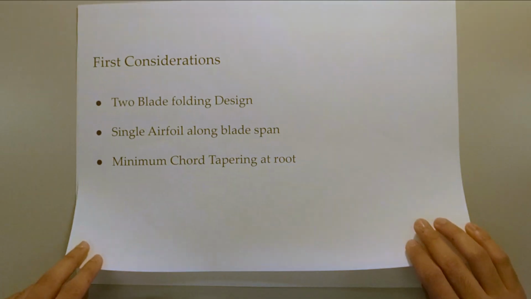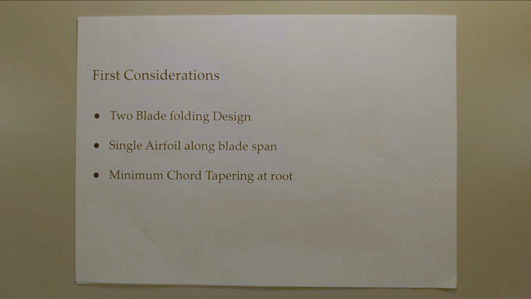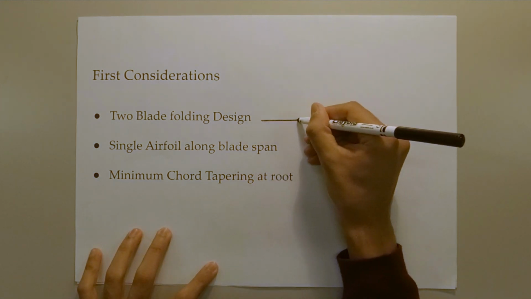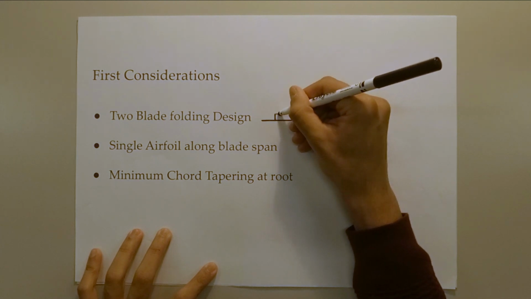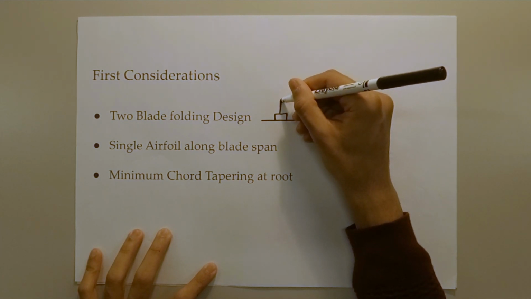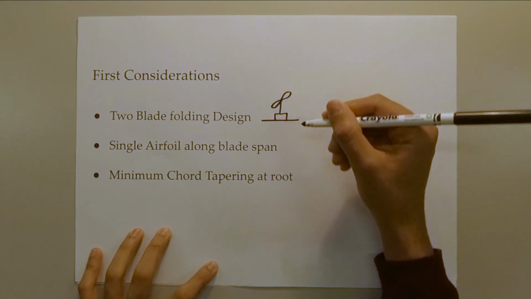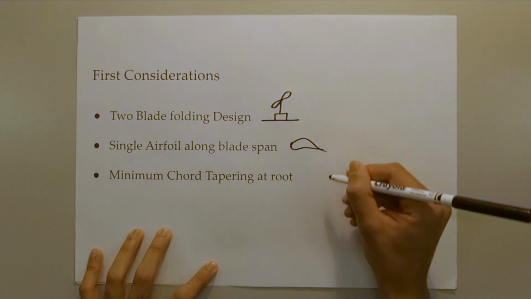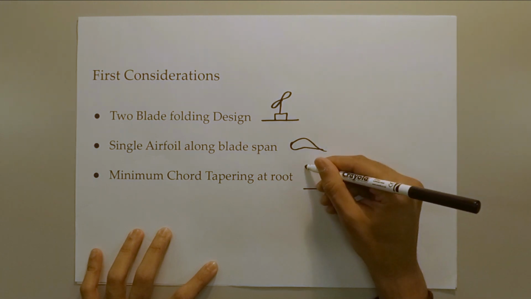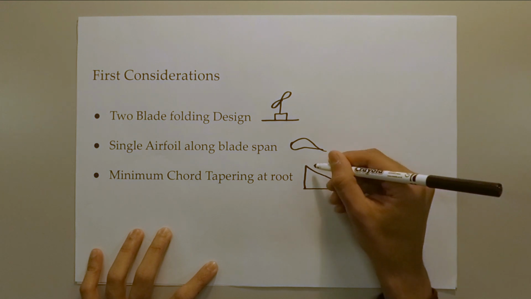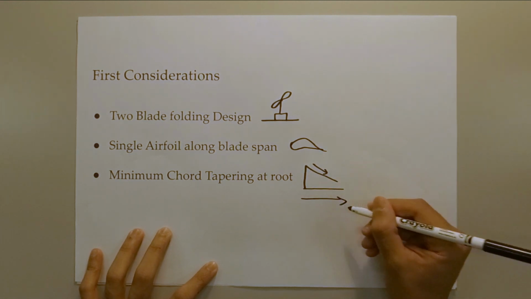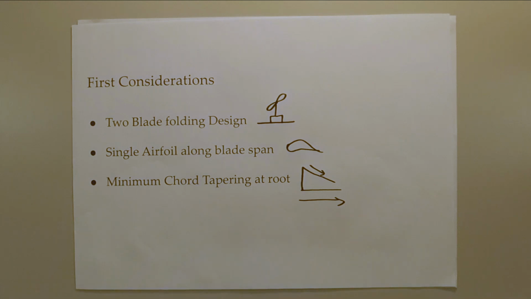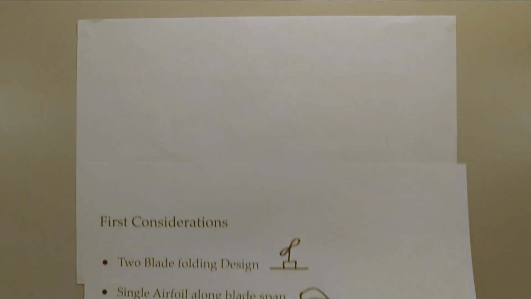Our first consideration was to go with the two-blade design, which folded thanks to a hinge mechanism to aim for a larger blade design within the size constraint. It is worth noting that a three-blade design was not considered, as yawing was not a consideration, and a one-blade design would need a large counterweight due to the material constraint. A single airfoil along the blade was also chosen, as switching airfoils midspan often results in distorted and bumpy surfaces. Lastly, we chose to have minimum chord taper at the root due to maximum stresses occurring at the root.